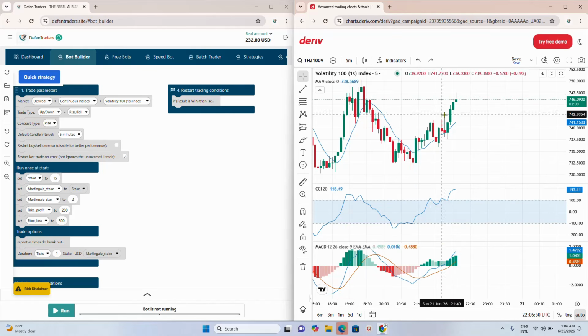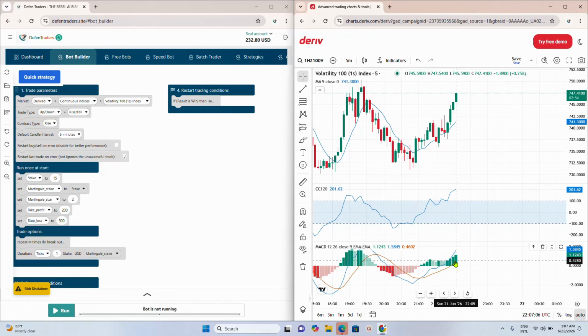Okay, and we are looking at market trends. Okay, movement of the candles. Where is our moving average? Number one, moving average is below candles that are forming. Candles above are green. Market prediction is rise, confirmed by the MACD.